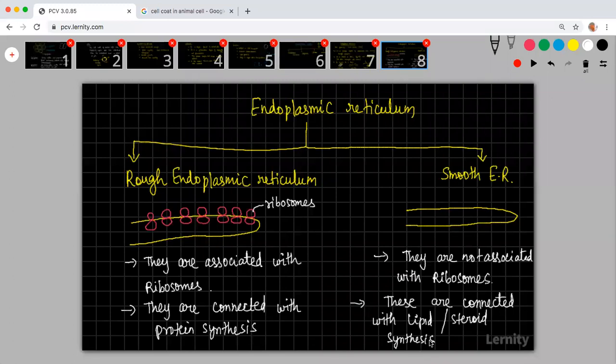Please understand that smooth endoplasmic reticulum will not produce proteins because it does not have ribosomes associated with it. So what will happen? It will produce certain other things. What are those? It will try to produce lipids, steroids, and hormones. Those kinds of things.